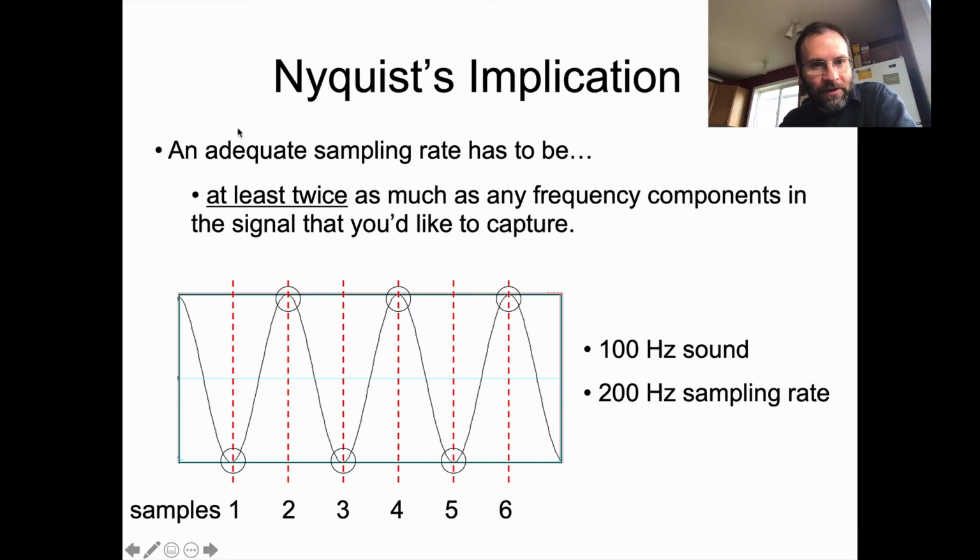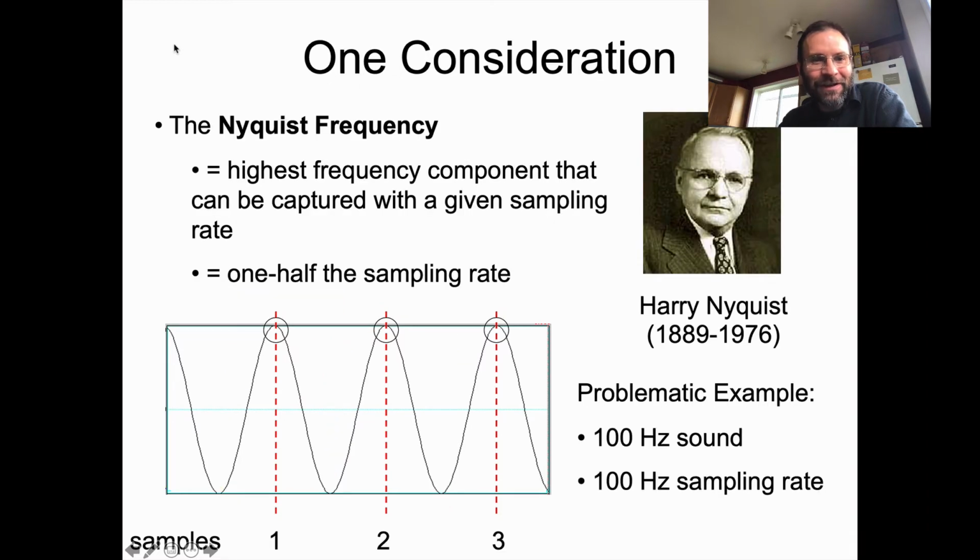Okay, so that's Nyquist frequency. The highest frequency component that you can capture with a given sampling rate is 1/2 of the sampling rate. So if I am going to sample with a sampling rate of 44,100 hertz, the highest frequency I can capture is half of that, right?